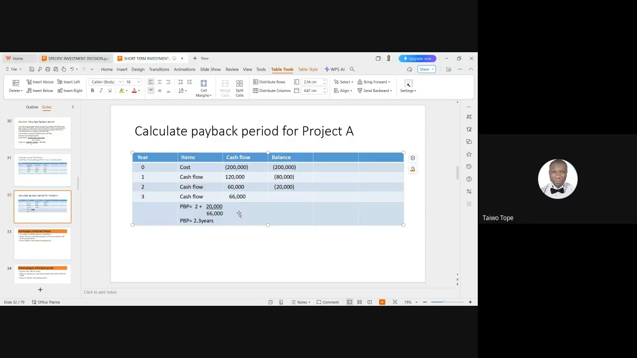So for project B, what would the result be? It was 1 minute. For project B, what would the result be? Depreciation is 36,000. It's very fast.